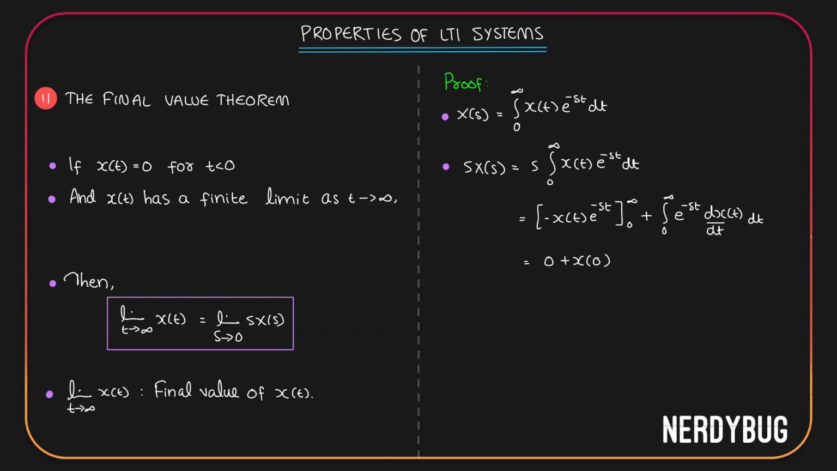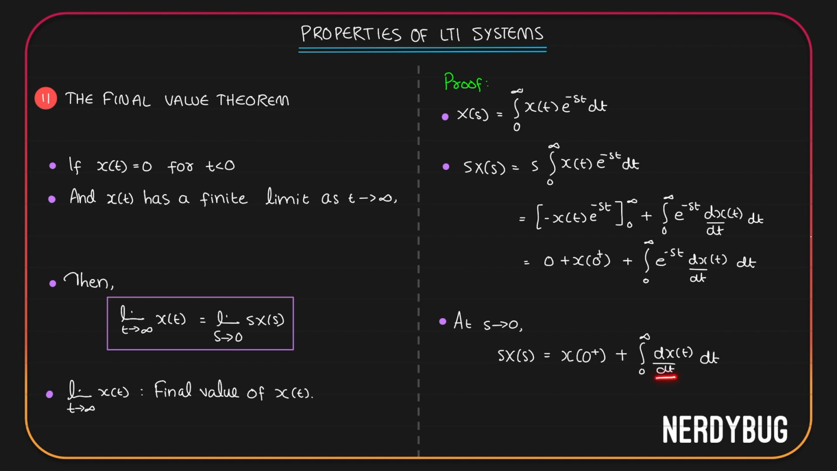But we went to 0 from infinity, that is from the positive side. So it is x(0+). Plus the next term is the integral from 0 to infinity of e raised to minus st dx(t)/dt dt. Here we have to take s tends to 0. At s tends to 0, e raised to minus st will become e raised to 0, that is 1. Then sX(s) will be x(0+) plus the integral from 0 to infinity of dx(t)/dt dt.